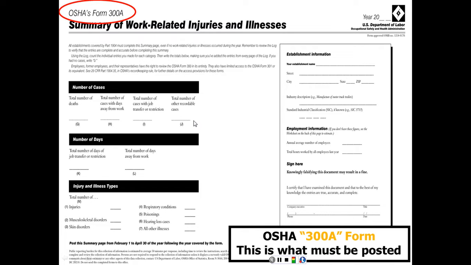So you might have someone who was injured on site, then came back the following day, or continued work on the same day as well. And again, you're going to put the establishment information, your company name, the address, state, and whatever, and the employment information. So what's the annual average number of employees, total hours worked by all employees for last year, and then you're going to have to sign it. And this is what is going to be posted, as we mentioned, from February 1st till April 30th.